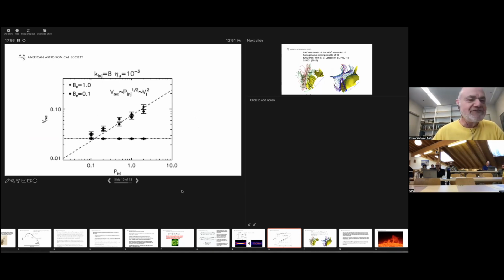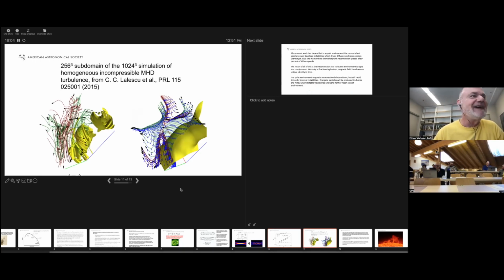There remains a touchy point. I'm not going to try to explain why. I'm satisfied we're right. Anyhow, as a follow-up work, this is from a PRL letter with Lalescu et al., including both Greg and myself and some other people.